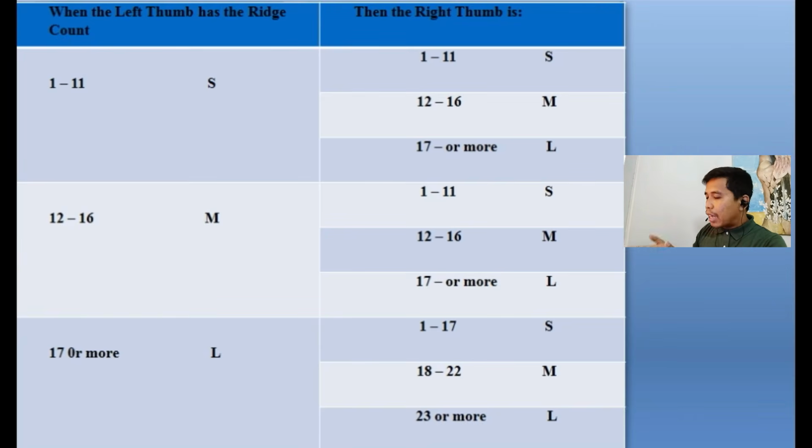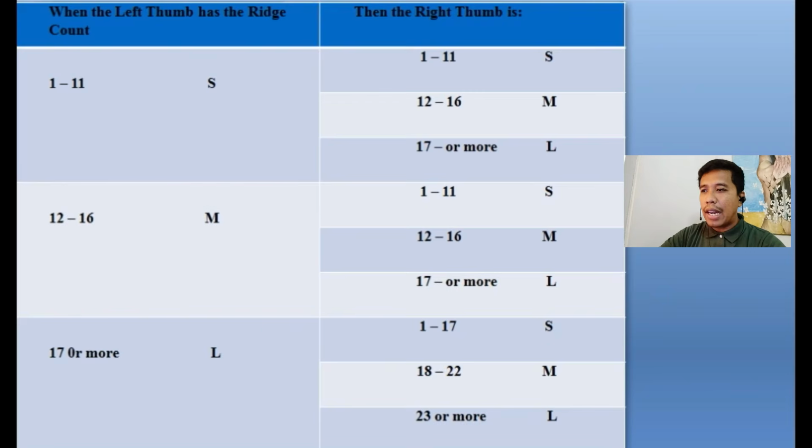I repeat, you consider the left thumb first, because there might be variations in the assignment of small, medium, large in the right thumb. So the right thumb depends upon the left thumb. That is why you have to interpret the left thumb first. For example, as you can see on your screen, if the left thumb is 1 to 11 ridge count, that is small. Then the right thumb will follow the format: 1 to 11 small, 12 to 16 medium, and 17 or more large.